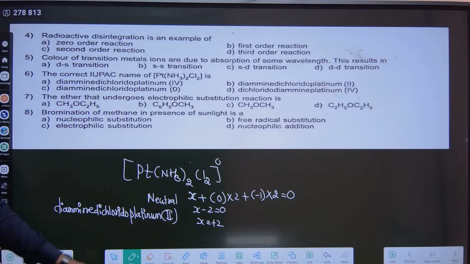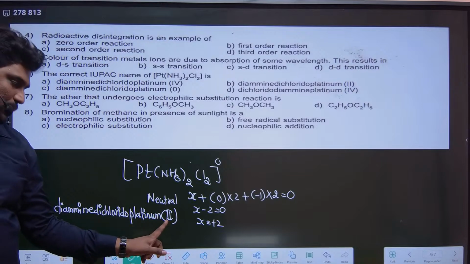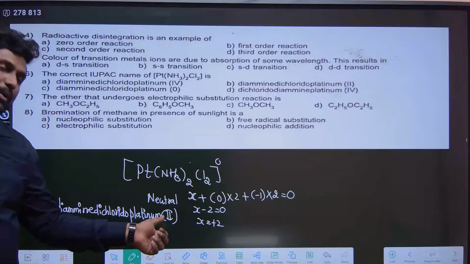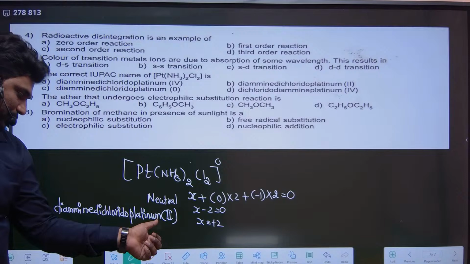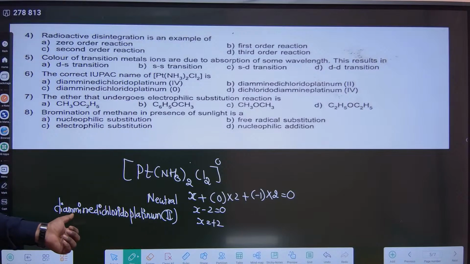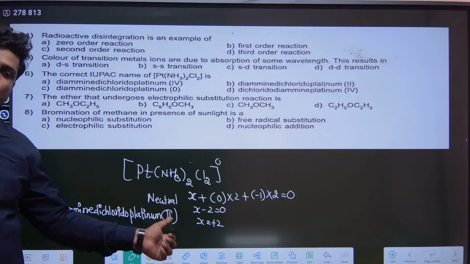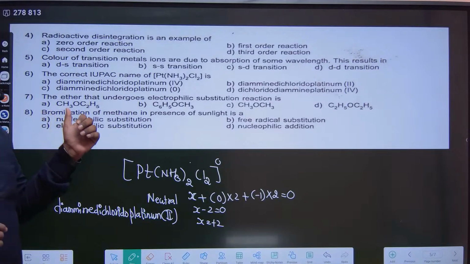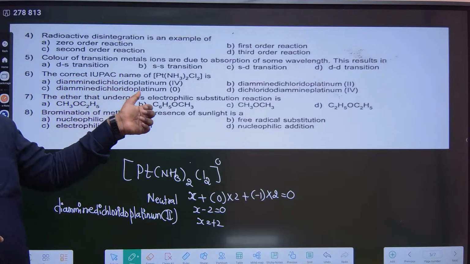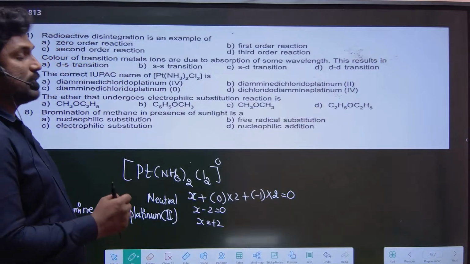So therefore, we have to indicate the oxidation number within a parenthesis by using a Roman numeral. So what is the IUPAC name? Diamminedichloridoplatinum(II). See here, diamminedichloridoplatinum(II). So therefore, the answer is what?